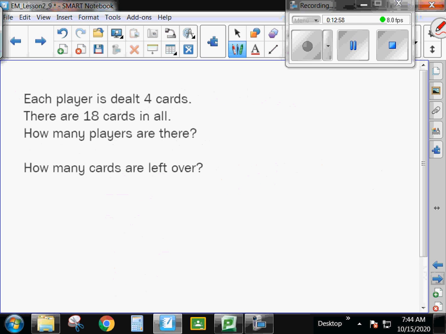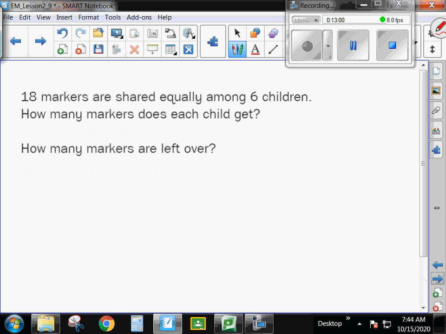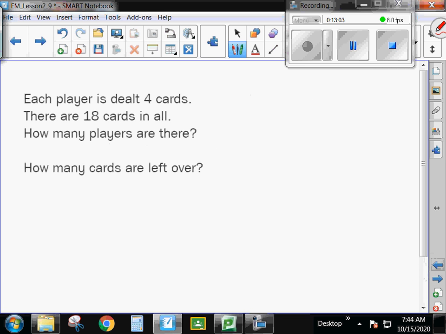All right, so let's see here. How many more problems do I got here? A couple more problems. Each player is dealt 4 cards. There are 18 cards in all. So how many players are there? Let's read this again. Each player is dealt 4 cards. So I'm just going to draw what I know. Each player is dealt 4 cards, so I'm just going to do this: 4 cards. Now, I might want to label that as 4 cards, which is going to help me out in a second. It says there are 18 cards in all.